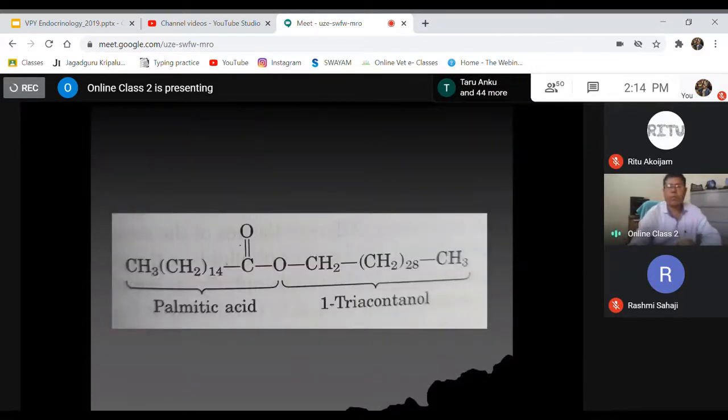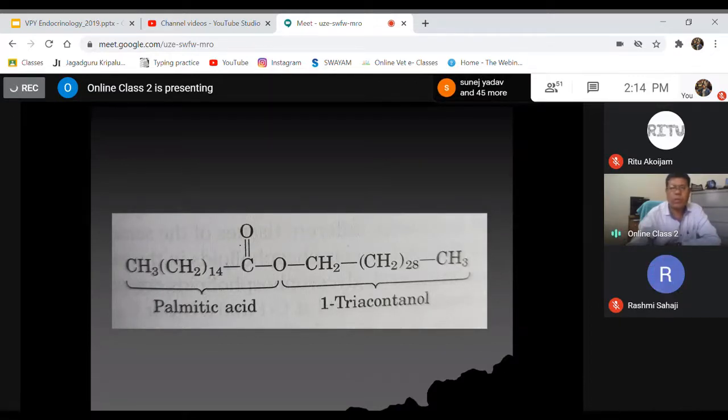Now this is one example of the wax. Here you have the alcohol. See the alcohol here, that you have CH3 group, that is methyl group, or the last carbon. Then CH2, you have the 28 carbons. Then CH2 again. Then this is OH group. So how many carbons are there? There are 30 carbons in this alcohol. That is 1-triacontanol. So this is a monohydroxyl alcohol.